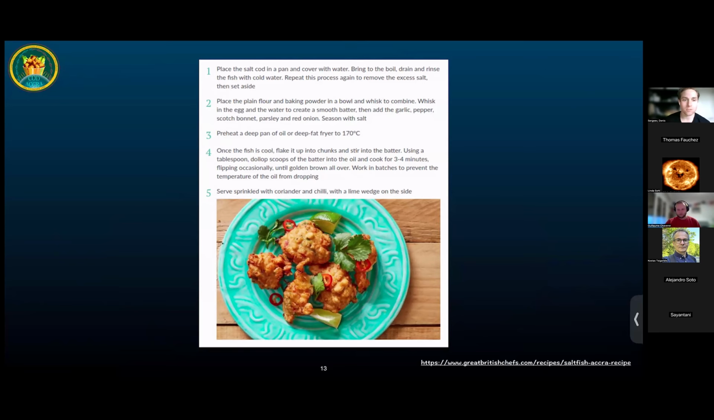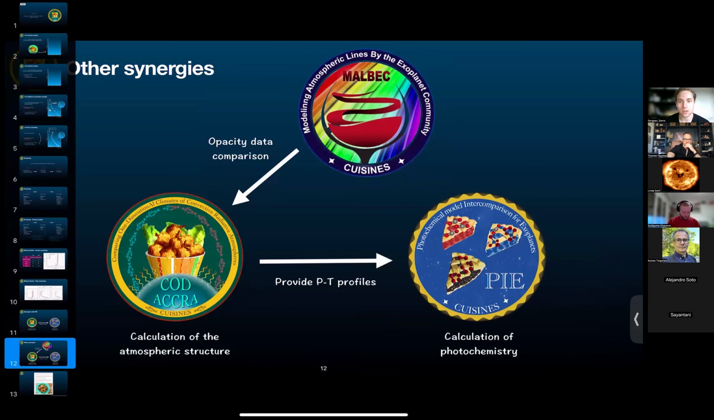Thank you very much, Guillaume, especially for the recipe. Great stuff. So Thomas had a question regarding the synergy between Malbec and COD ACCRA, but I feel like you partly answered Thomas' question. Thomas?